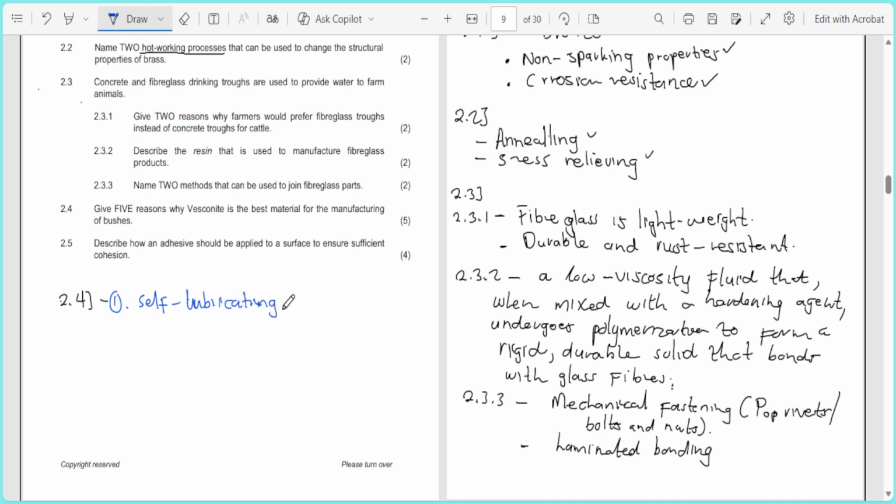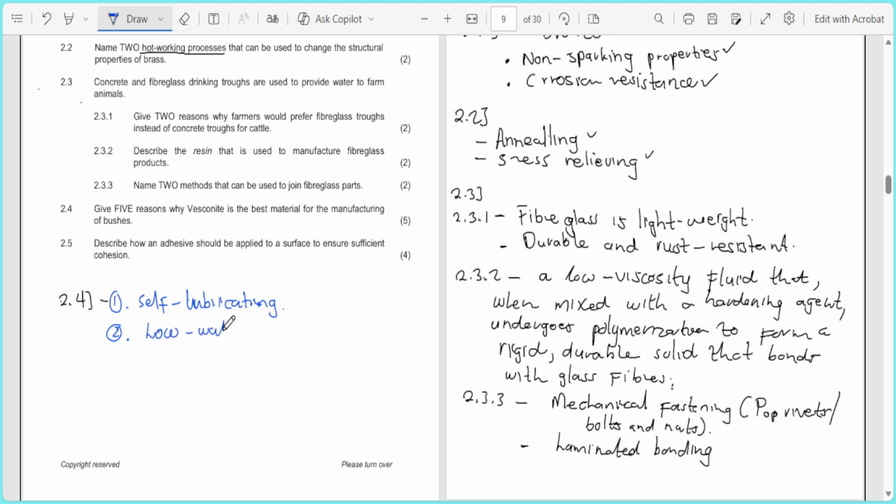Self-lubricating. So it contains embedded lubricants, for example something like graphite, reducing friction without external greasing. This is ideal in dusty environments where grease attracts grit. Am I saying this right? Yeah, grease attracts grit.